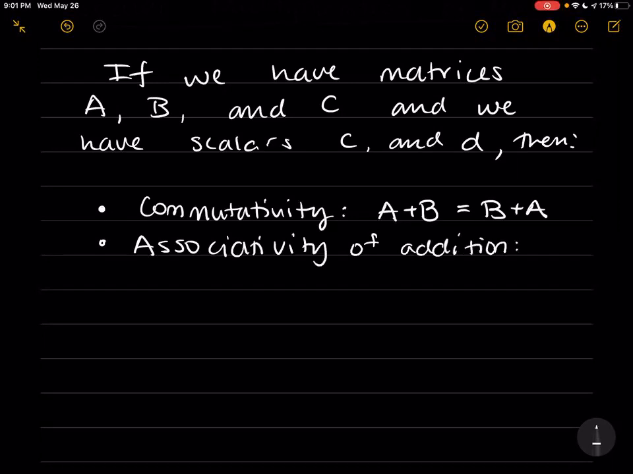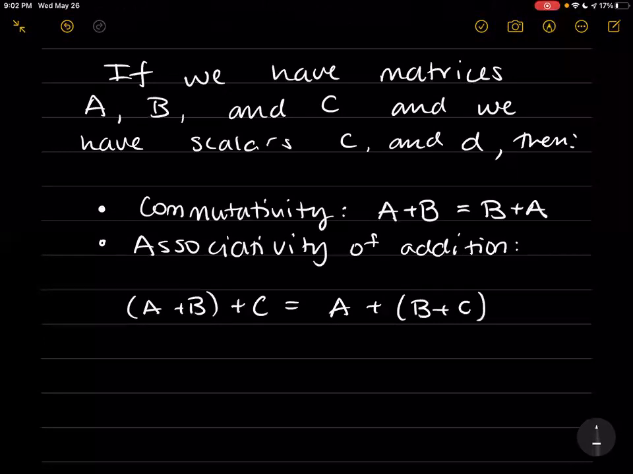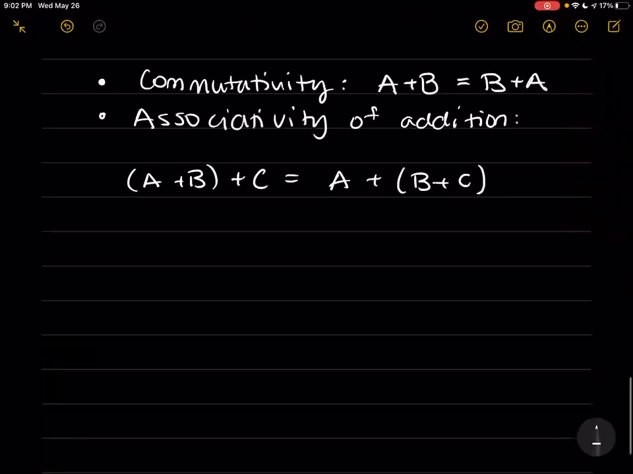So if we wanted to do A plus B, so add two matrices together, and then we wanted to add C to that, that's exactly the same thing as doing B plus C first and then adding A. So addition of matrices is associative. What's also associative is scalar multiplication.